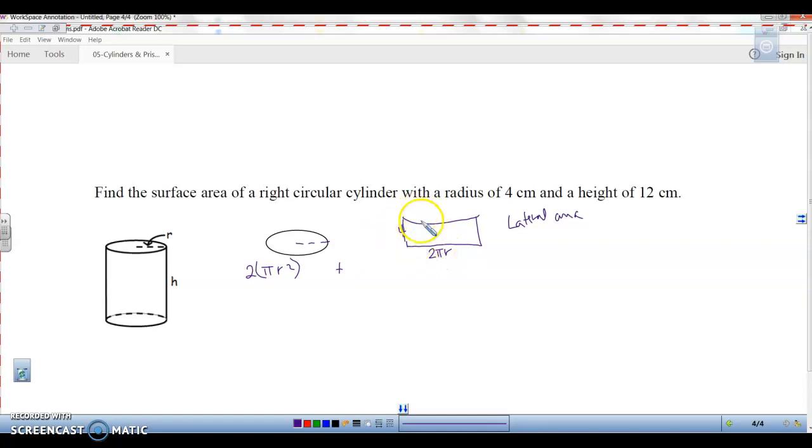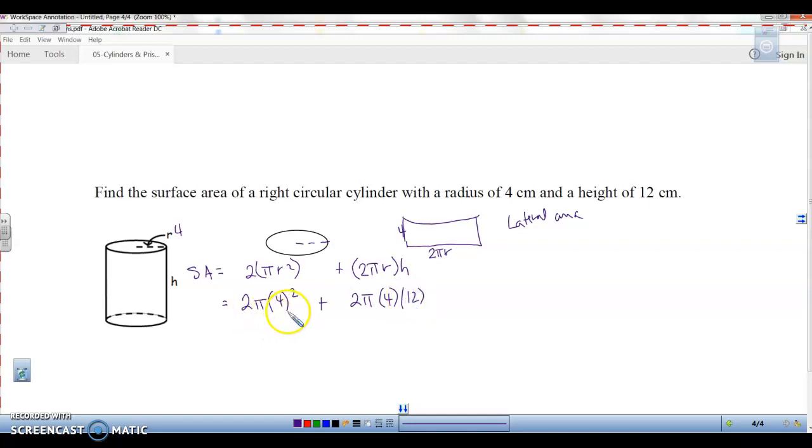Because this curves around like this, the height side of the rectangle will actually be the side. So this is going to be 2 pi r squared plus 2 pi r times h. And that would be the surface area of the cylinder. So surface area equals 2 pi times r squared. R in this case is going to be 4, because that's the radius, plus 2 pi times 4, and then h in this case is going to be 12.